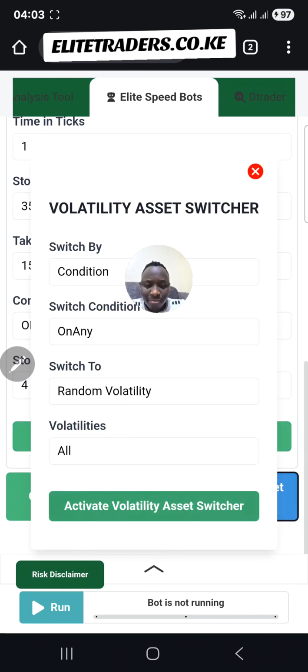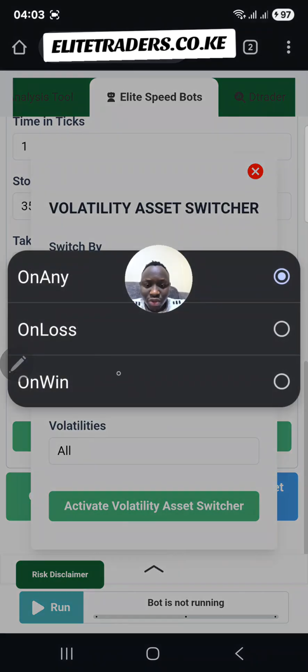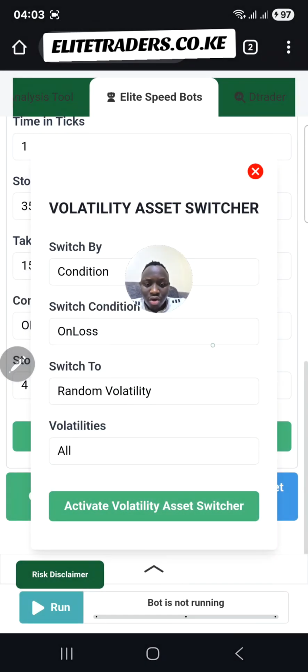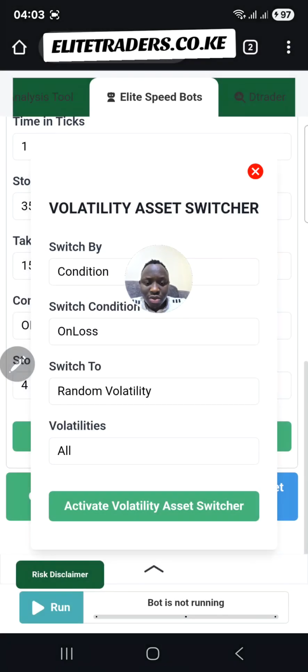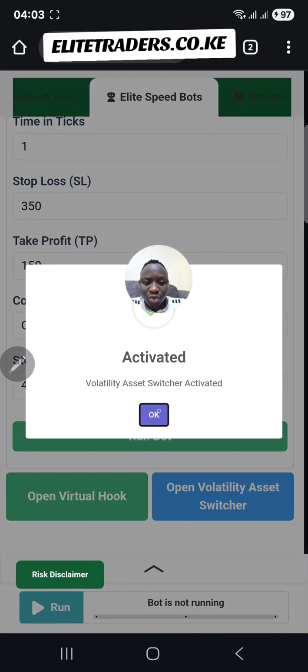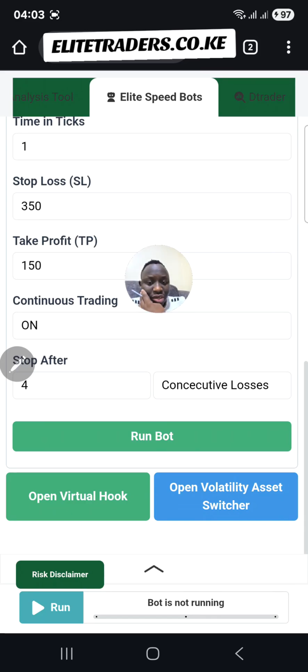So just click here, volatility switcher. I want us to switch on loss. There are so many other conditions on any. That means the robot will switch randomly or on win, but I want us to switch on loss. Then for volatilities, I want us to switch between the 1s volatilities, then just activate the volatility switcher. That means the moment we hit a loss, the robot will automatically switch the volatilities.